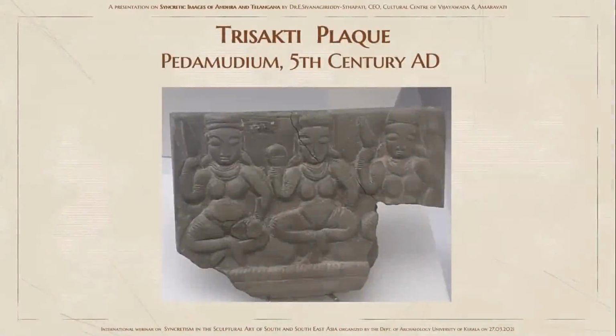Early Saptamatrika panel. What happened is, this was a broken piece of a Saptamatrika plaque, a small plaque, 20 inches by 15 inches. It was recovered from Pedamudium excavations some 120 years ago. It clearly reveals Brahmi, Maheshwari, Kaumari, Vaishnavi, Varahi, Indrani, Chamunda, the Saptamatrikas, with Virabhadra and Vinayaka on either side. Can you see, almost all the image gods and goddesses are put at one place.